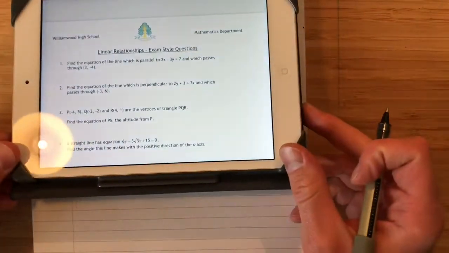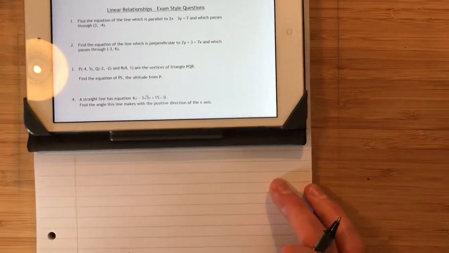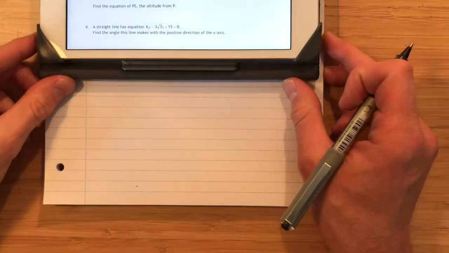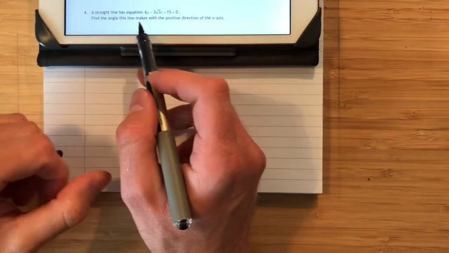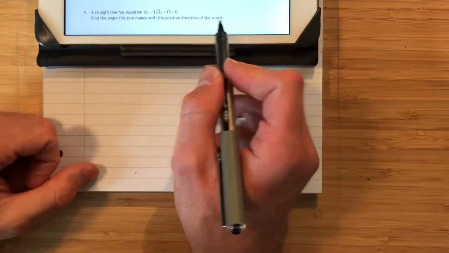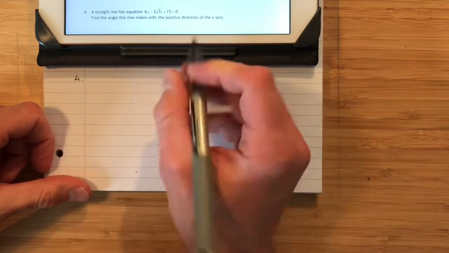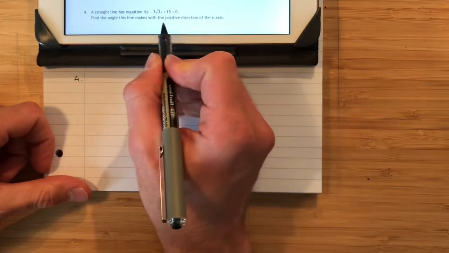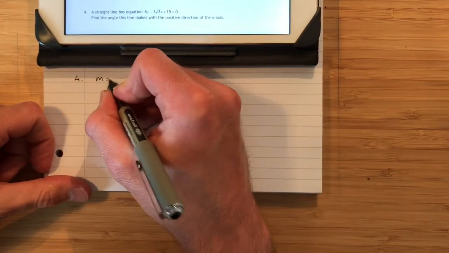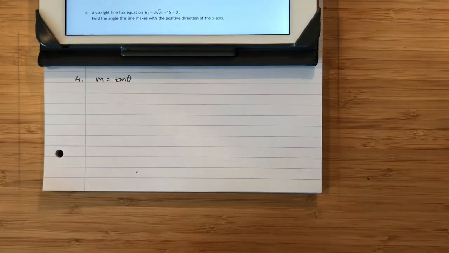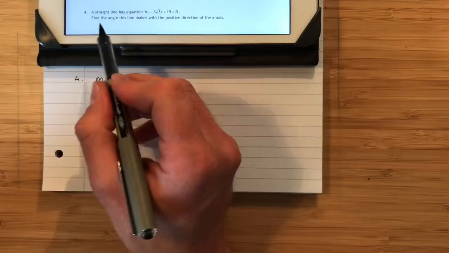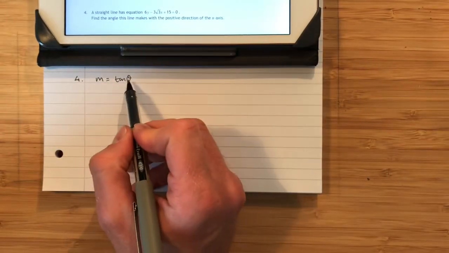Okay, question number 4. A straight line has the equation this, find the angle this line makes with the positive direction of the x-axis. Those words there tell me it's m equals tan theta. m equals tan theta is what we're looking for. Okay, I want the angle, so that means I want theta.